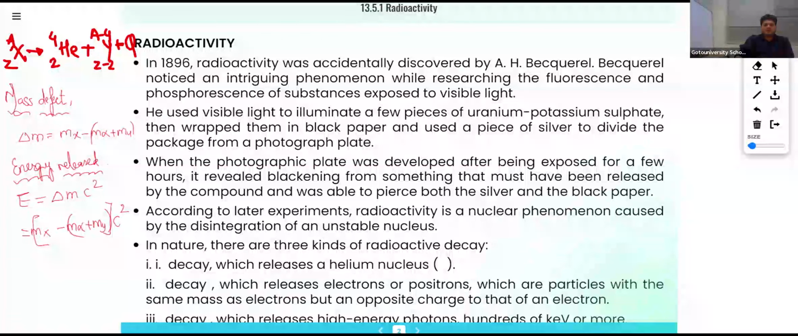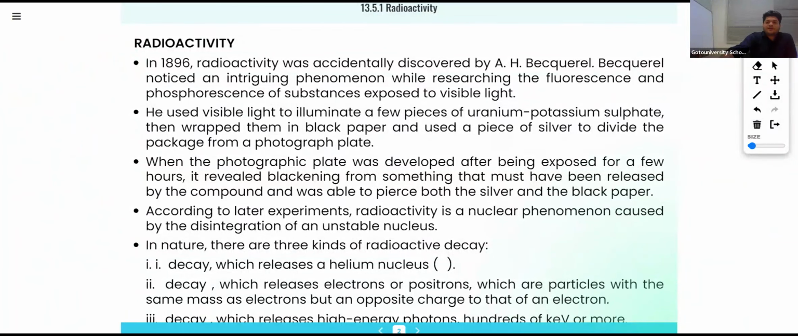We know the value of c square. We write this same as it is and multiply it by 9.315 MeV. Okay, that will be our radioactivity. That process is the radioactivity of the alpha particle. Now we'll see beta.